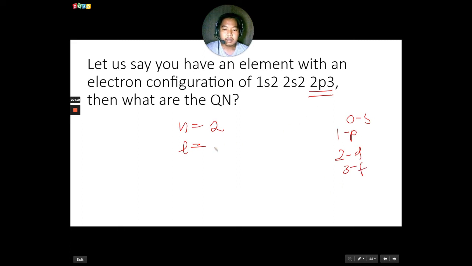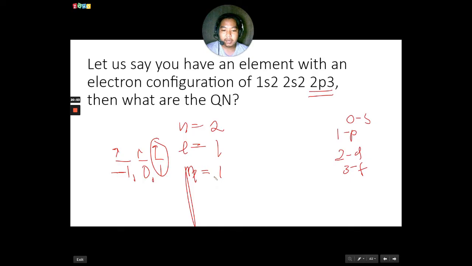So if it's P, my L is 1, and since I have that value of L, I have 3 possible values for ML. ML could be negative 1, it could be 0, it could be positive 1. So these are my possible orientations or orbitals for ML. I have 3 electrons, and I know by Hund's rule that it would be spinning up first, and spinning up. I know that the electron would land in the ML, which is 1. Got it?